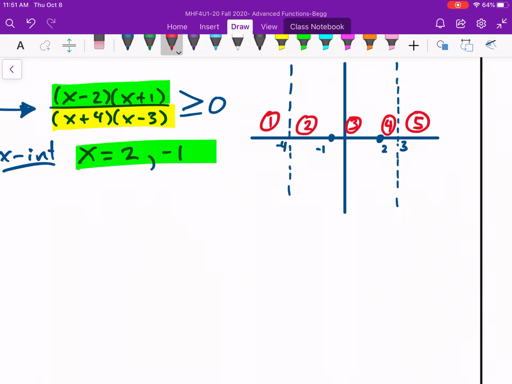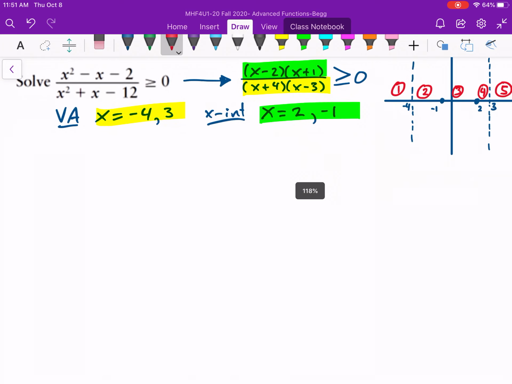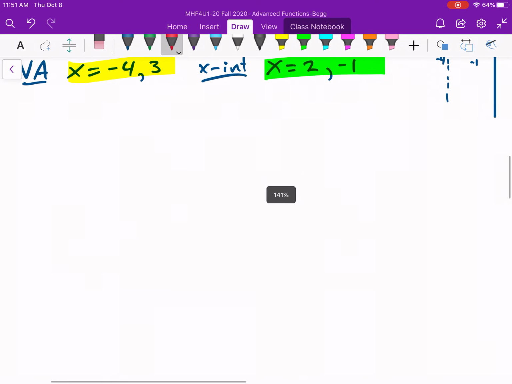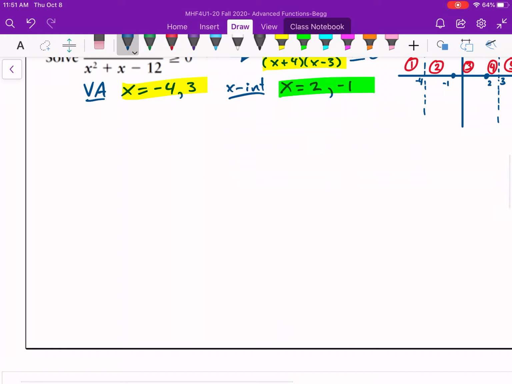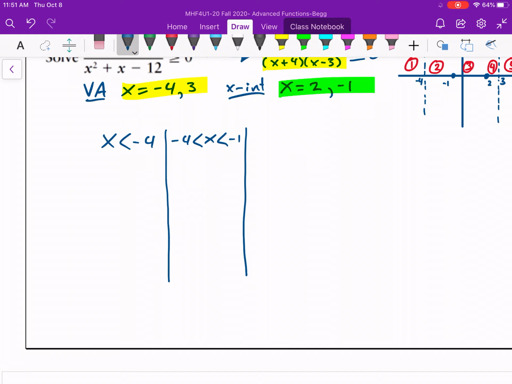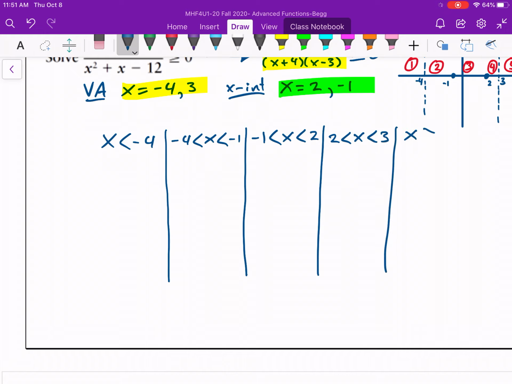So I'm going to need 5 different columns for my table. And each one of them is just going to match what I just said. So I'll have a column that represents the area that's less than -4. And then I'll have another one where x is between -4 and -1. And between -1 and +2. +2 to +3. And finally greater than +3.